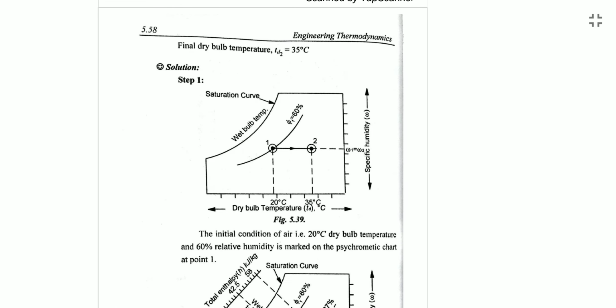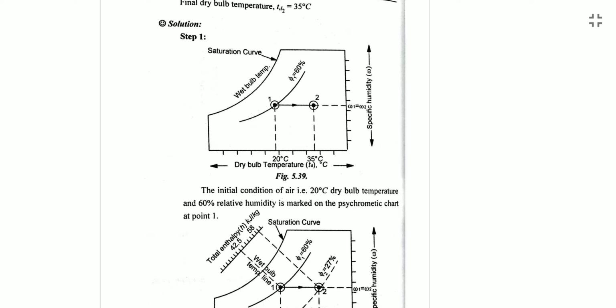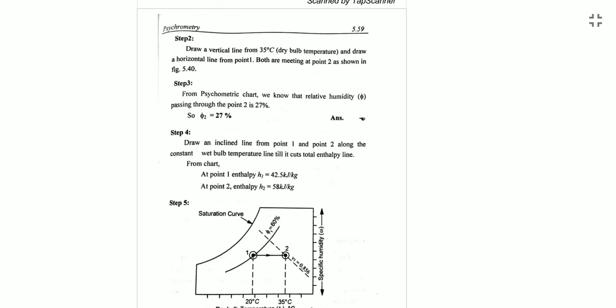So here also we can find the first point. It is given, 20 degrees and 60%. And the second point is at the 35 degrees centigrade vertical line. As it is a sensible heating process, we can draw a horizontal line, and thereby we can find the second point also. Then we can find the other parameters, h1, h2 and everything, from the chart itself, and the enthalpy and everything we can find.